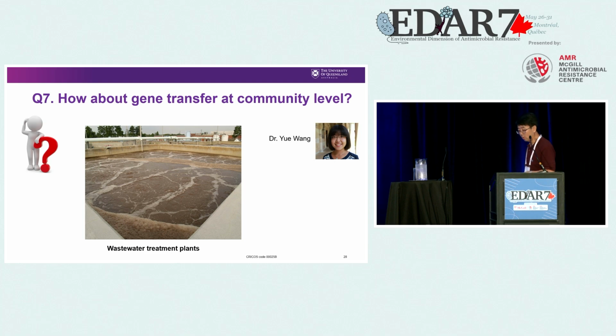Okay, so this is all the experiment, no matter gene transfer or mutation, related to planktonic cells or pure culture cells. So how about the community? In the wastewater treatment plant or the human gut, this is happening a lot. So we did a further experiment.